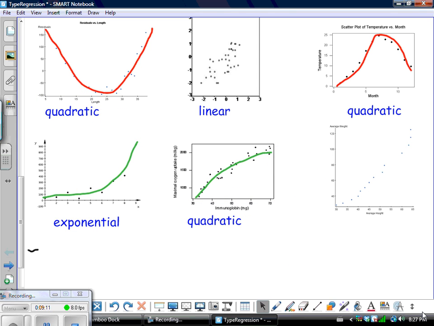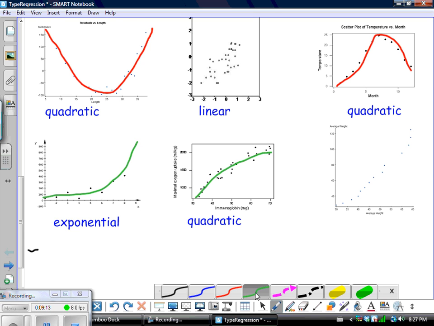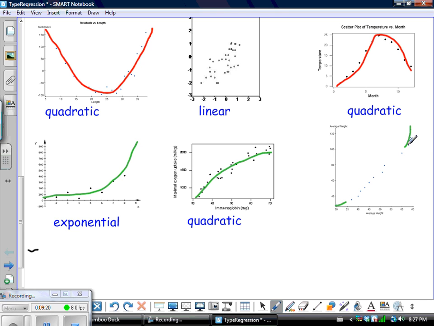And then the last one. Again, I can see that I'm up here at some point and I'm down here at some point, and it appears that something's going on in here. It's possible that it's a parabola or it's possible it's exponential. Again, it's a call.